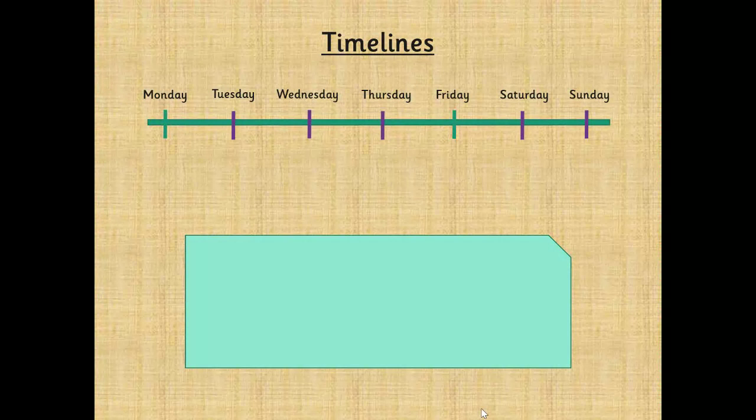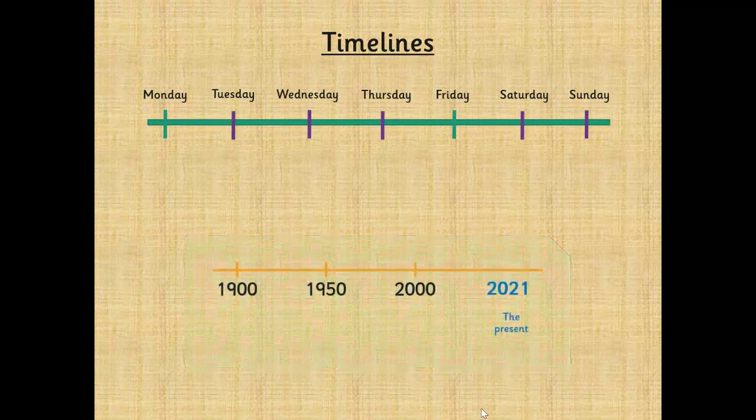Right, we were looking at timelines, weren't we, last week? And you made a timeline. And here's a timeline here, but this is a timeline of the days of the week. So this is a timeline of 1 week, and you can see the labels above that say Monday, Tuesday, Wednesday, Thursday, Friday, Saturday, and Sunday.